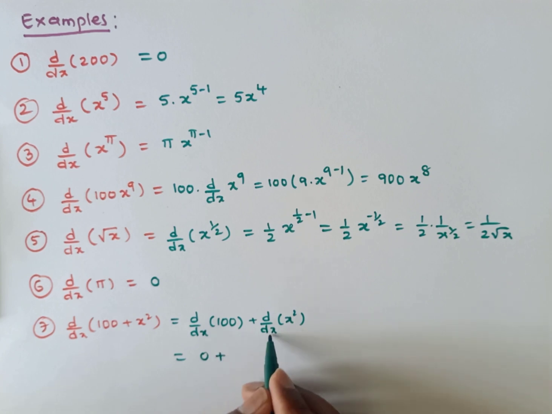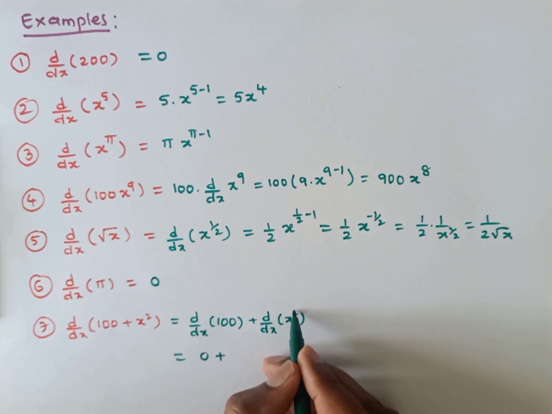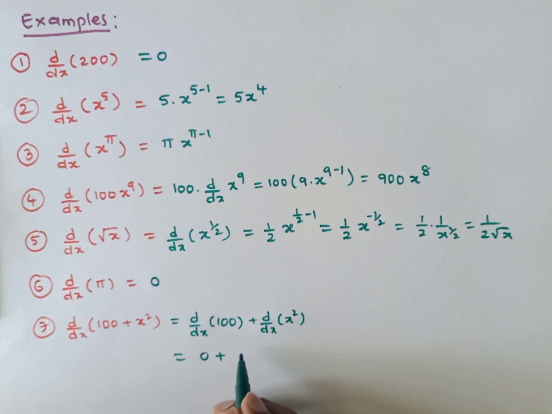So plus d by dx of x square. This is in the form of x to the power of n, so the derivative is n into x to the power of n minus 1. That is 2 minus 1, which is 1. So therefore it is 0 plus 2 into x. So the derivative of this is 2x.